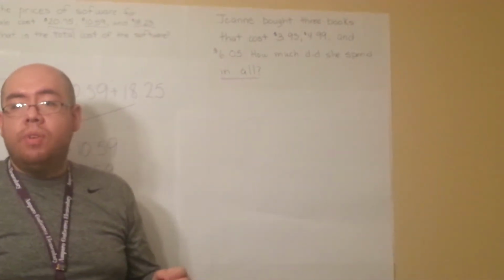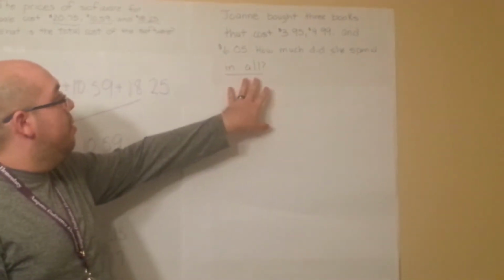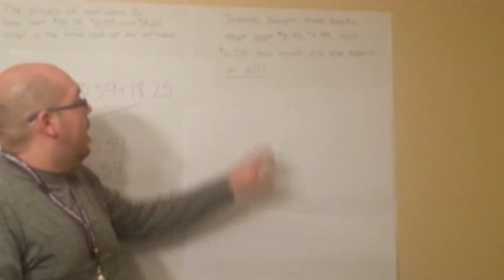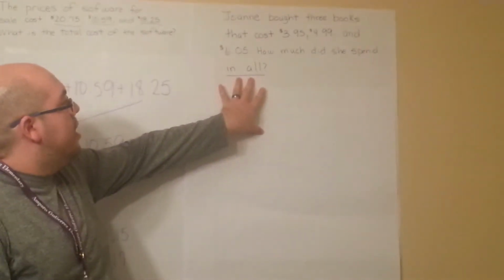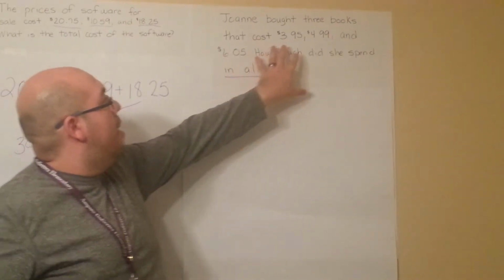So what are we going to do first? Well, let's back up first. What are we going to do? What operation are we going to do? You do notice that I wrote underlined in all, so what does that signify you to do? Add. We're going to add, so we're going to add our values.